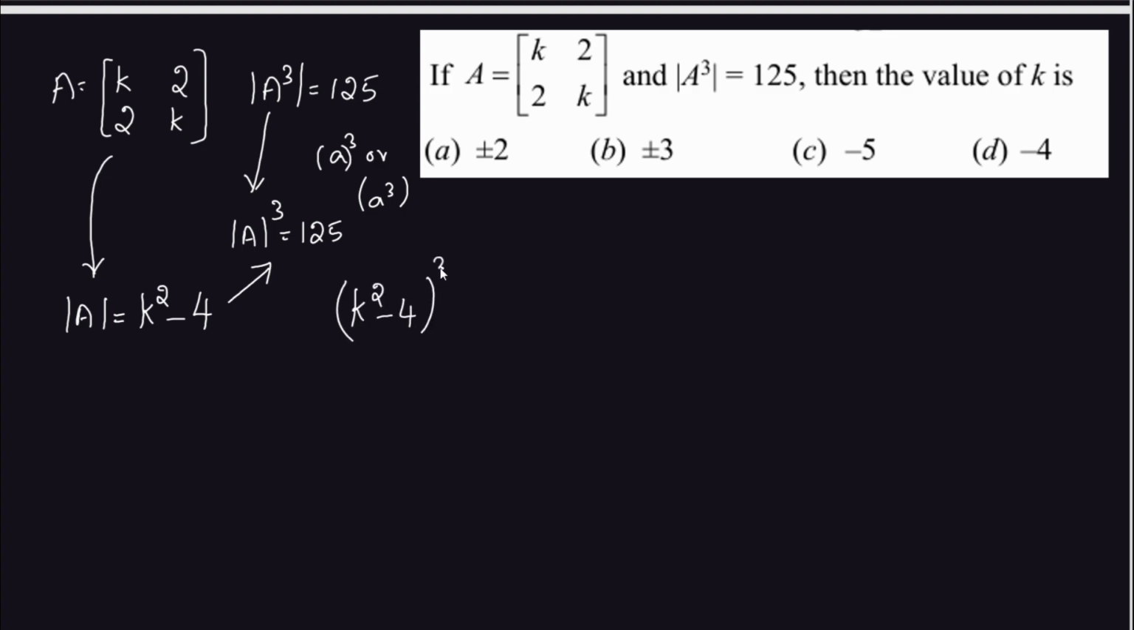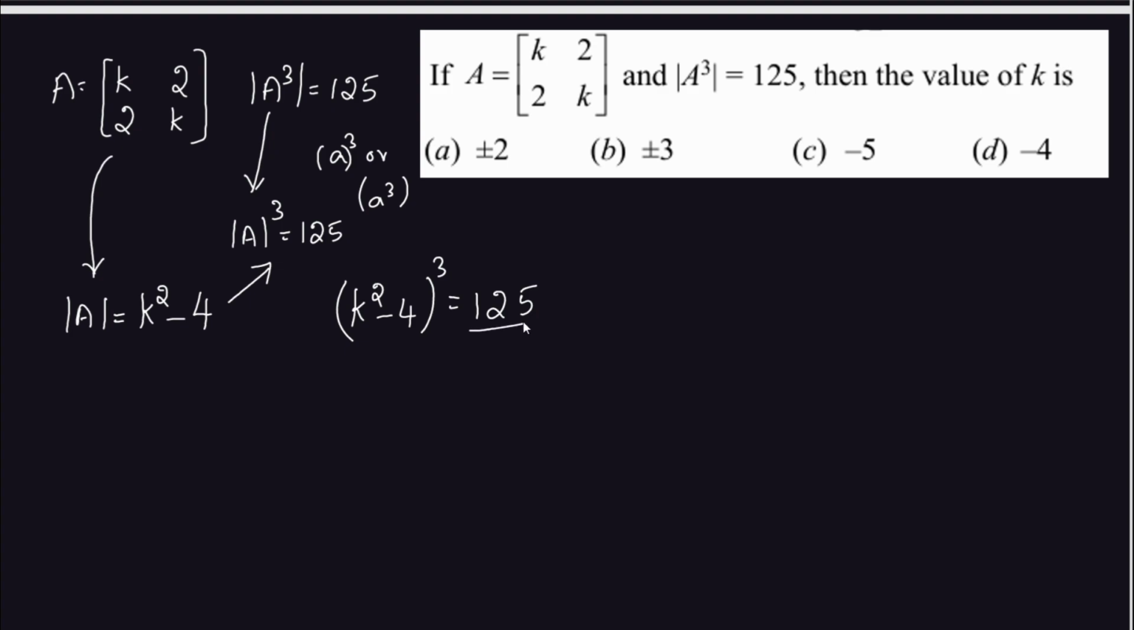We have (k² − 4) whole power 3, which is equal to 125. Now, you have two ways of solving. This is (A − B) whole cube. Either solve it by doing (A − B) whole cube, or this takes a lengthier process. But what is a simple process?